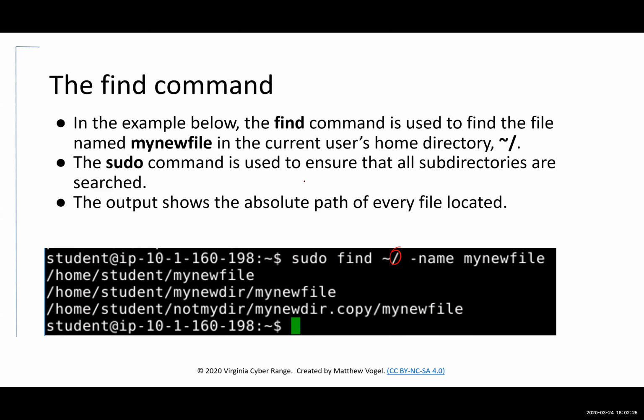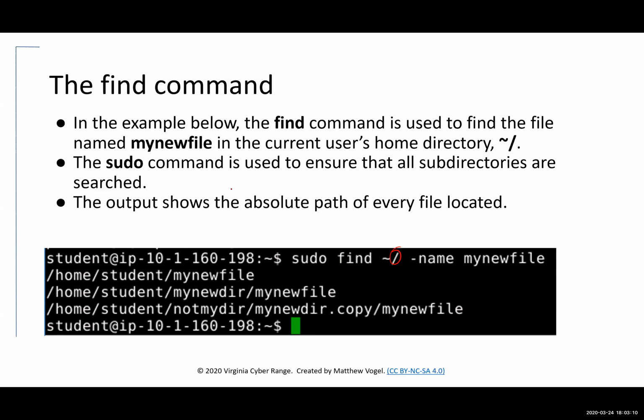The sudo command is used to ensure all the subdirectories are searched. So say I'm searching from the root of the file system, for example. We're going to take a look at this in a minute, but there's a whole bunch of directories in various parts of the file system that are owned by root. If I search and don't use sudo to get into those directories, I'm going to get a bunch of clutter in my results, and it's going to be hard to read. The reason is that I'm going to get a bunch of access denied errors when I'm trying to search those subdirectories. So we'll see that here in a minute.